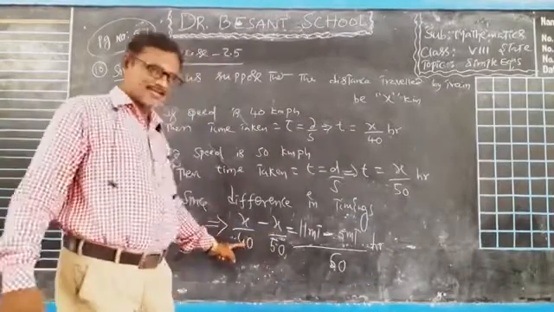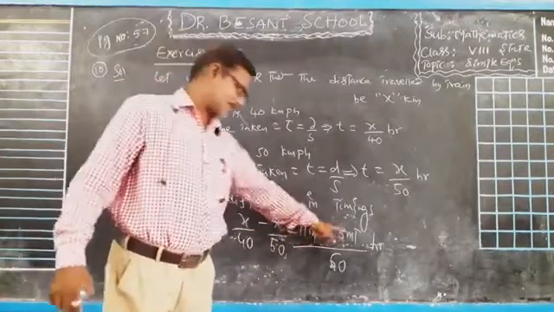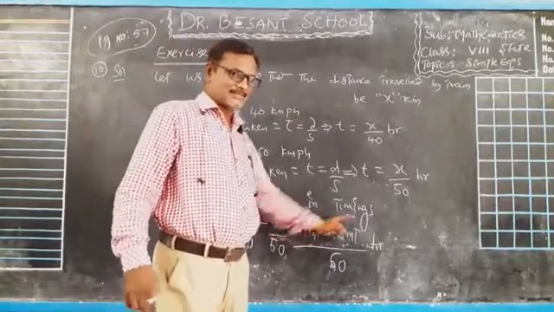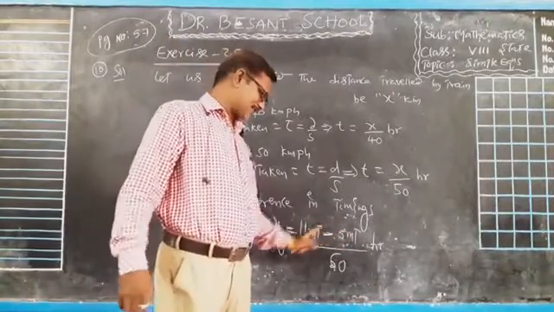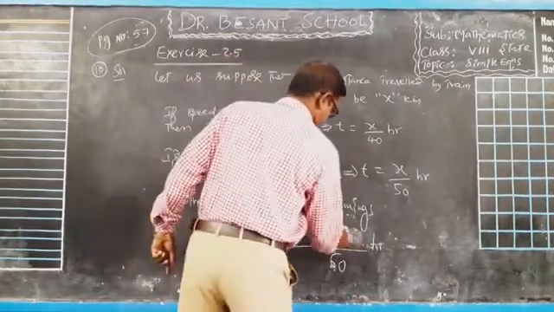When the speed is 40 kilometers per hour, it reaches the destination 11 minutes late. When the speed is 50 kilometers per hour, it reaches the destination 5 minutes late. Difference between timings: 11 minutes minus 5 minutes. I am converting these minutes into hours. So 11 minus 5 by 60 hours.